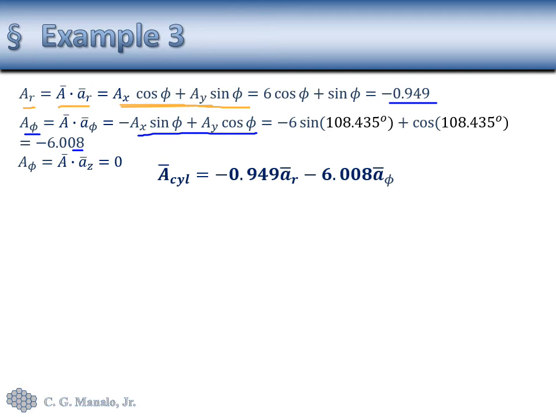Well, since A has no component along the z-axis, that would mean that A sub z here is 0. So that would give us this answer for the cylindrical coordinates system.